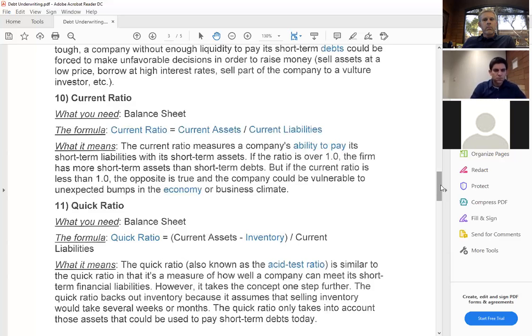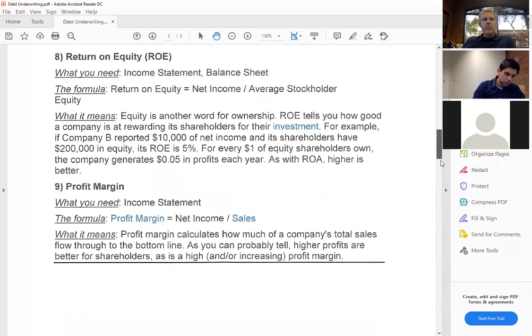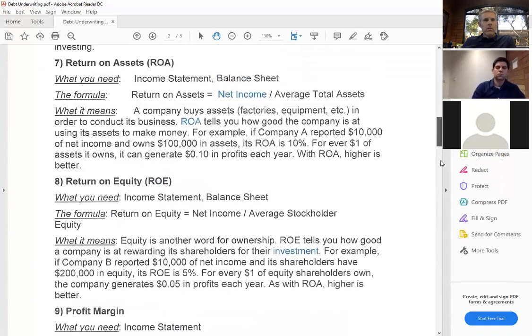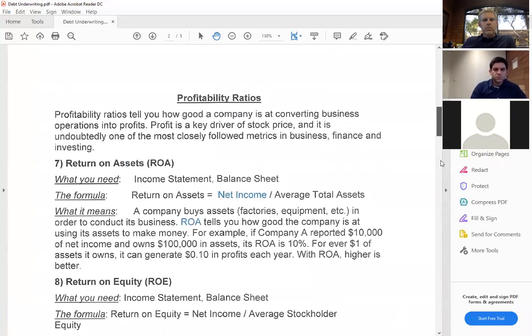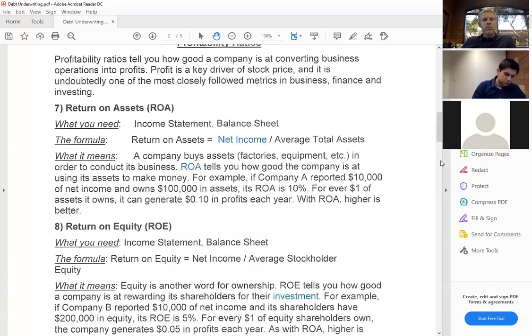Again, I've kind of compiled in here just an explanation of all these different ratios. So if you consider liquidity ratios, and then up here we have profitability ratios, just return on assets. And the formula is right there. It's net income divided by average total assets. Basically, a company buys assets in order to conduct its business. Return on assets tells you how good the company is at using those assets, right?